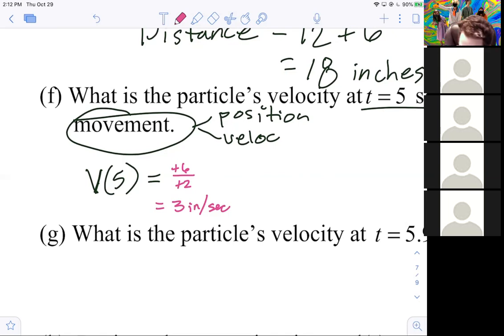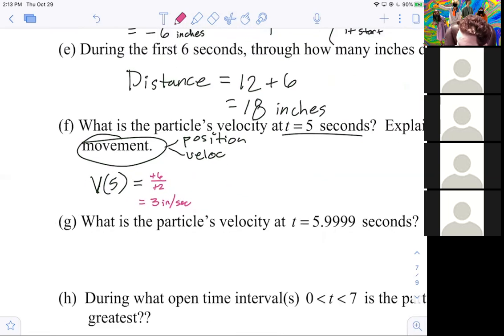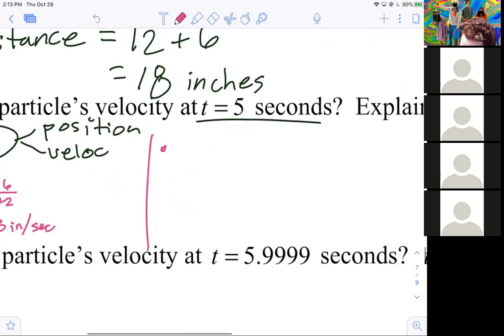Now in the sentence, we don't do that. So let's go ahead and say it in terms of position. We'll do in terms of position first, okay?